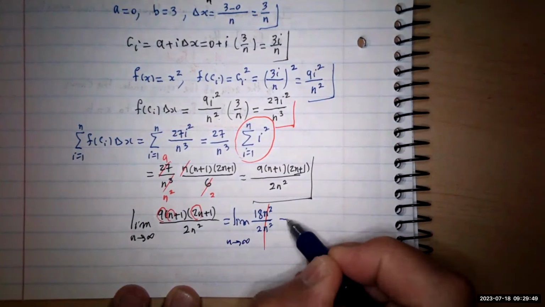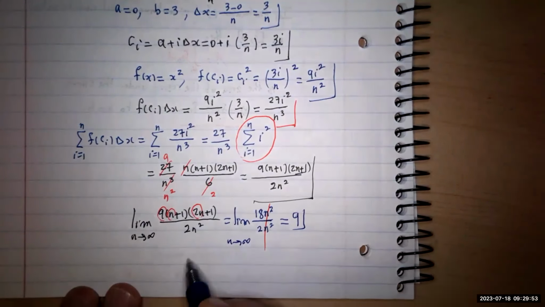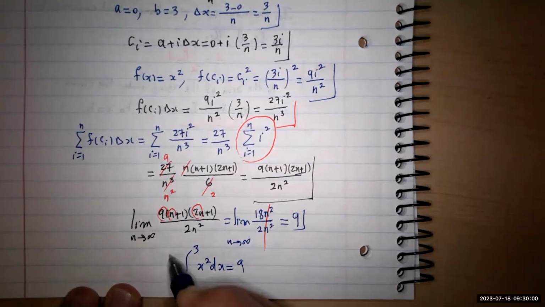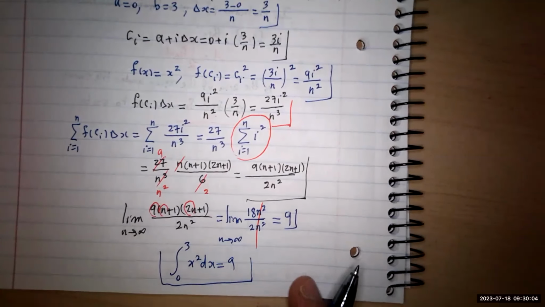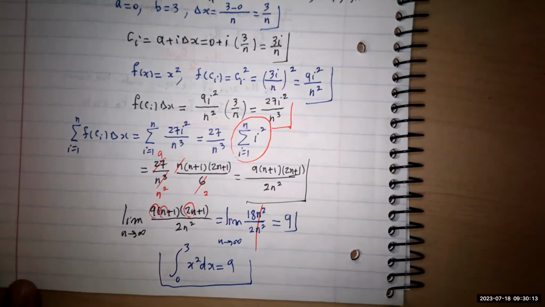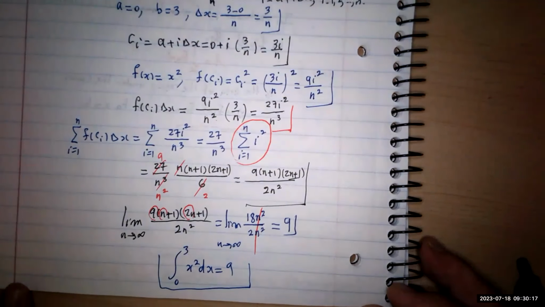So 18 over 2 would be equal to 9. That's it. We did it. The integral from 0 to 3 of x squared dx is equal to 9. And then we're done. You see, it's a very nice application, really, that you will see. But of course, it takes time, and this is an easy example. If the example is getting complicated, we won't be able to do it.